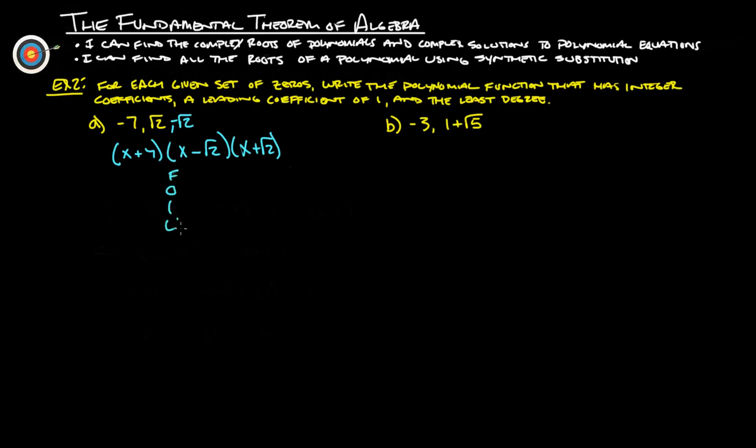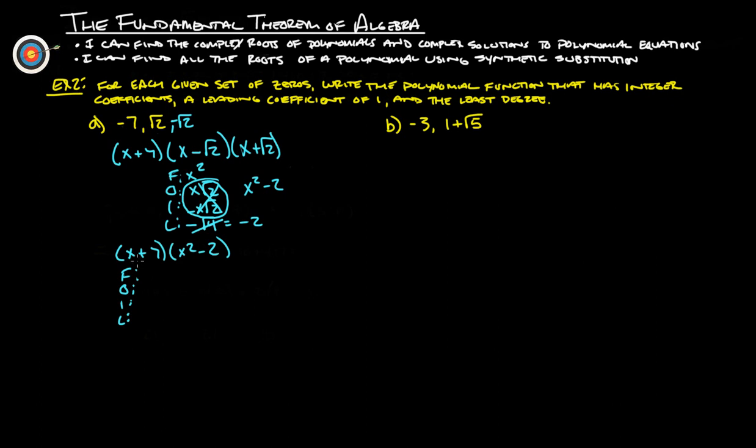Let's FOIL this second part out over here, the x minus root 2 times x plus root 2. So first is x squared, outside is x root 2, inside is negative x root 2, and the last, negative times positive is negative, root 2 times root 2 is root 4, which is negative 2, right? And these x root 2 and negative x root 2 cancel out. So we end up with x squared minus 2 for this right here. So then all we have to do is multiply x plus 7 times x squared minus 2. So we can FOIL that out again.